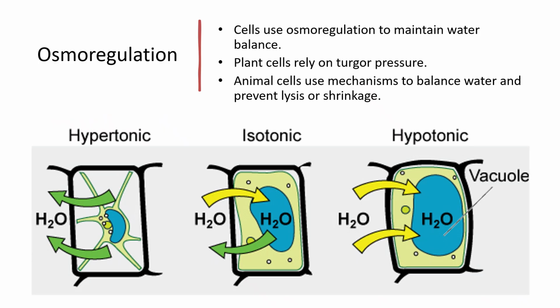Cells actively manage their internal water balance through a process called osmoregulation. For plant cells, this involves maintaining turgor pressure, which keeps them firm and upright. Animal cells must avoid bursting or shriveling by adjusting their water content based on their environment.